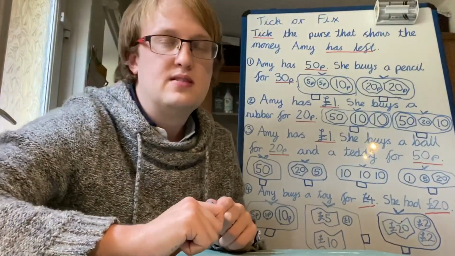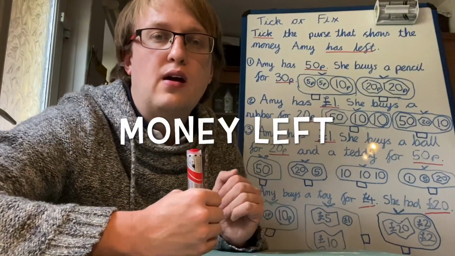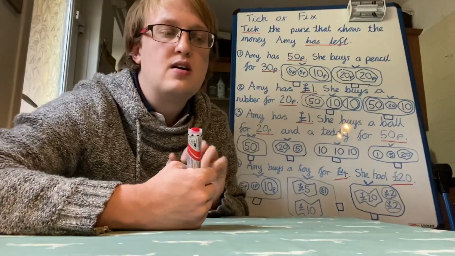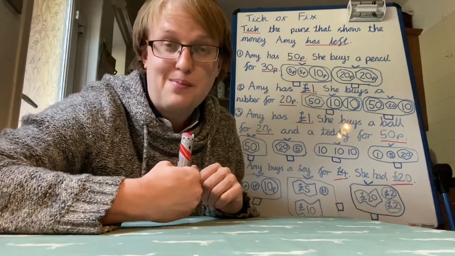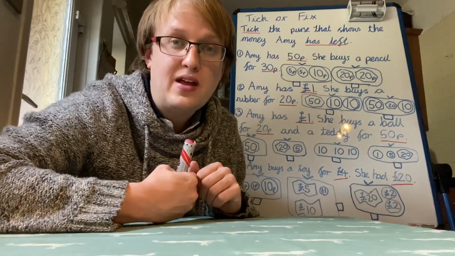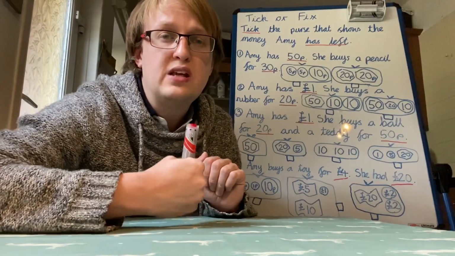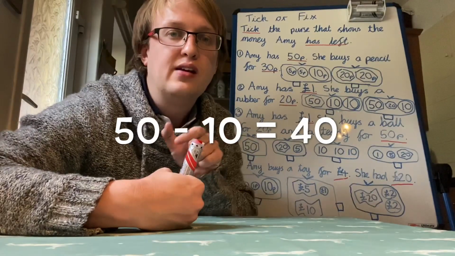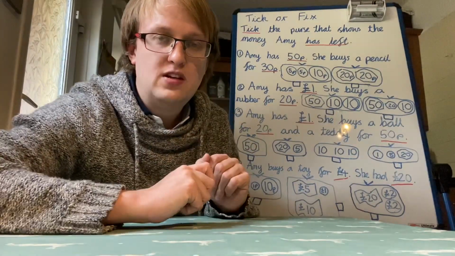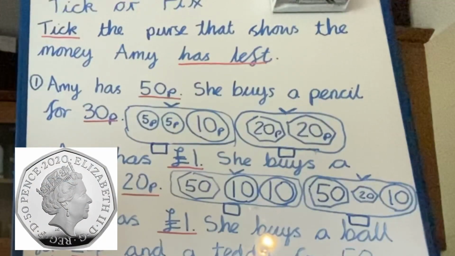The next thing to notice is that it talks about the money that Amy has left. Now, if you spend some money and you have something left, you need to subtract. For example, if I have 50p and I spend 10p on sweets, I have 40p left. 50 take away 10 equals 40. Let's have a look at the first question. Amy has 50p. She buys a pencil for 30p.